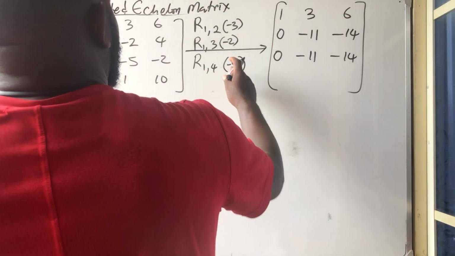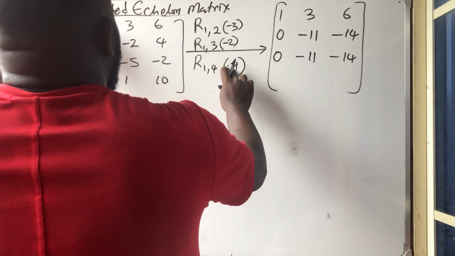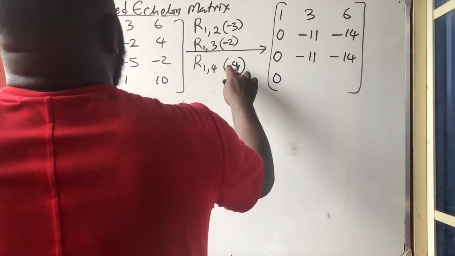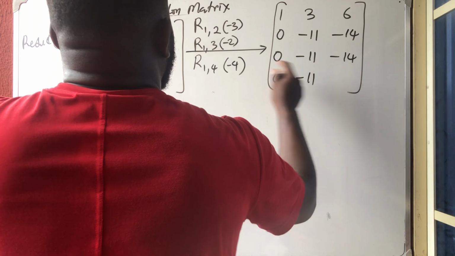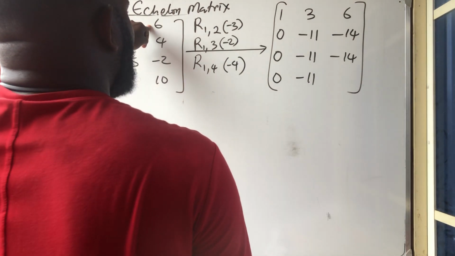The next one is what? Minus 4 times this is minus 4. Minus 4 plus 4 is 0. Minus 4 times this is minus 12. Minus 12 plus 1 is what? Minus 11. Minus 4 times this is minus 24.